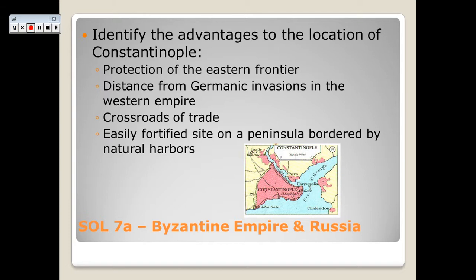They're a crossroad of trade. The Silk Road's going to run through that city. And it's an easily fortified site on a peninsula bordered by natural harbors. As you can see, it's a peninsula sticking out into the water.